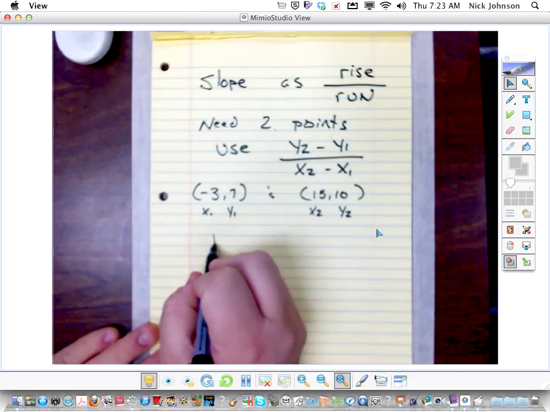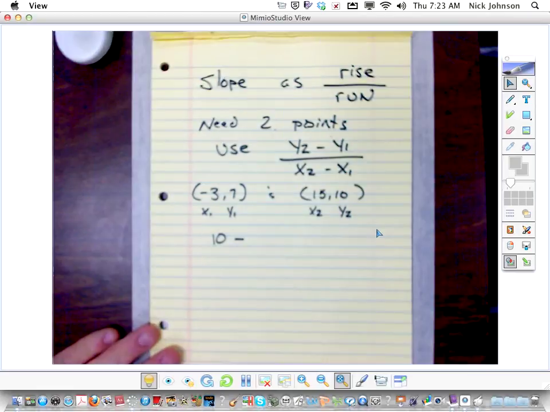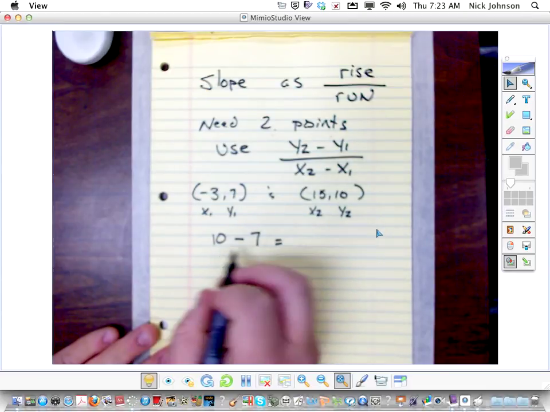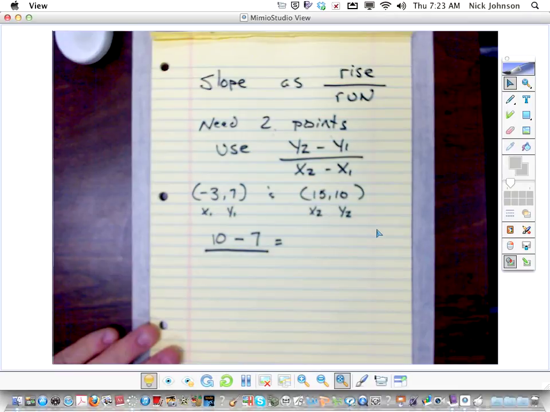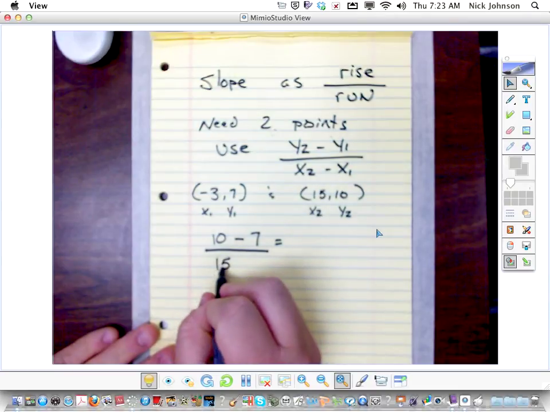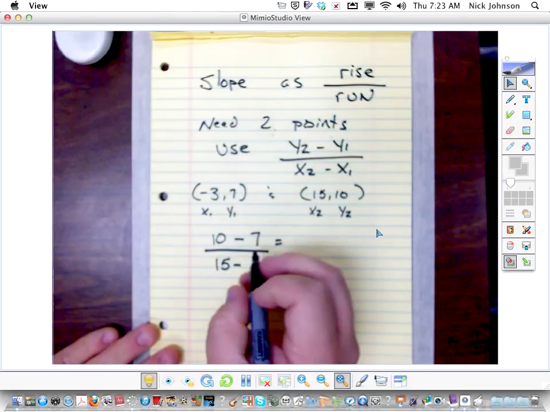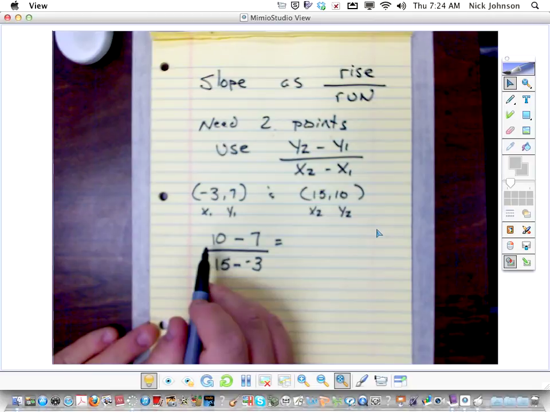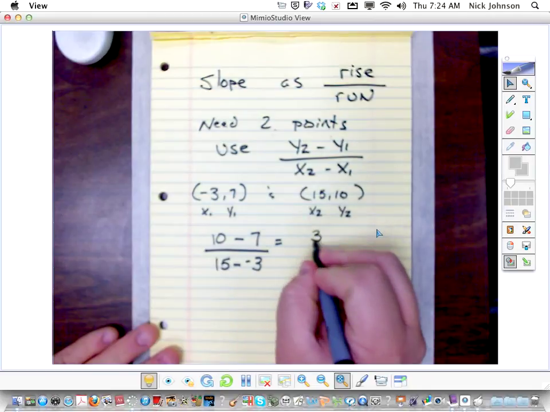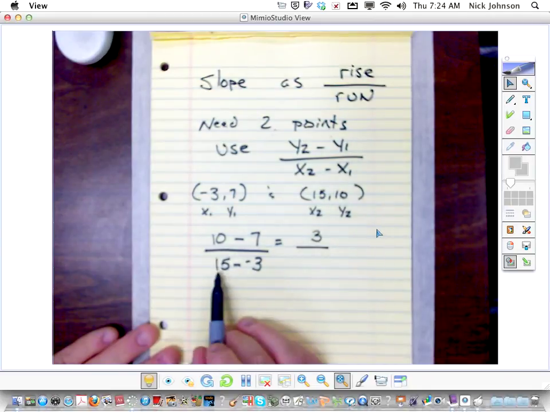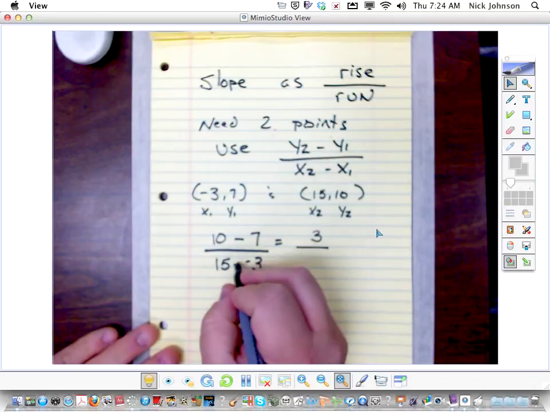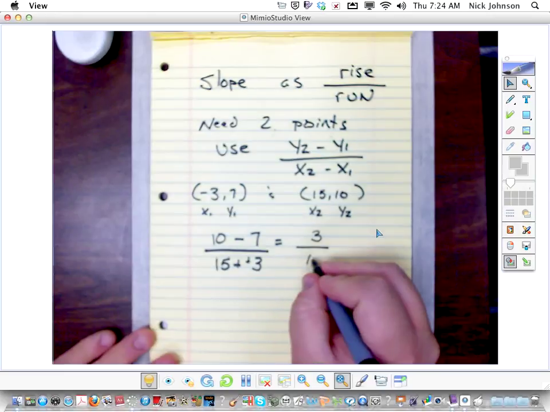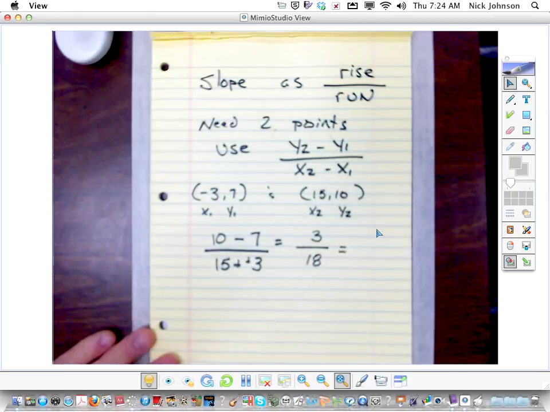Well, what's y2? y2 is 10 minus y1. What's y1? 7. Divided by, what's x2? 15. Minus, what's x1? A negative 3. We do our math. 10 minus 7 is 3. 15 minus a negative is plus. So 15 plus 3 is 18.